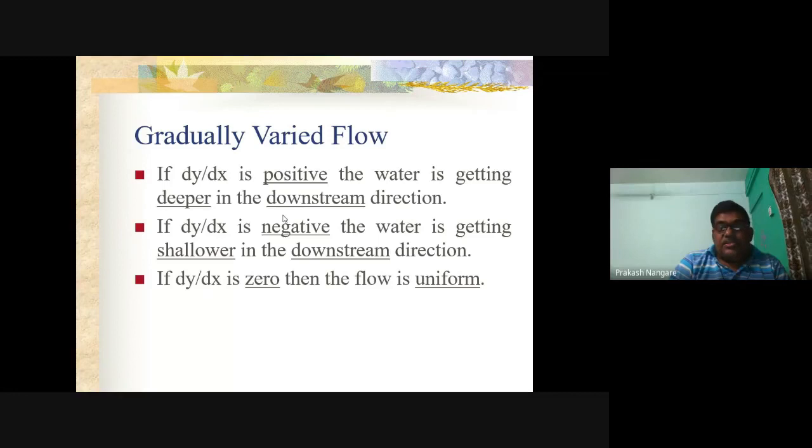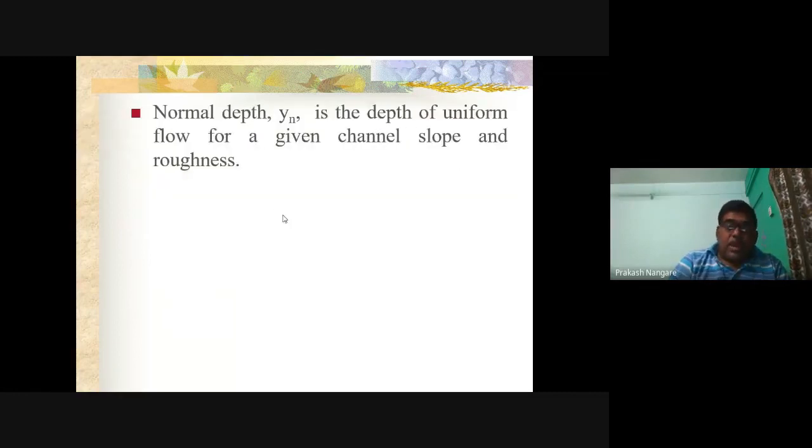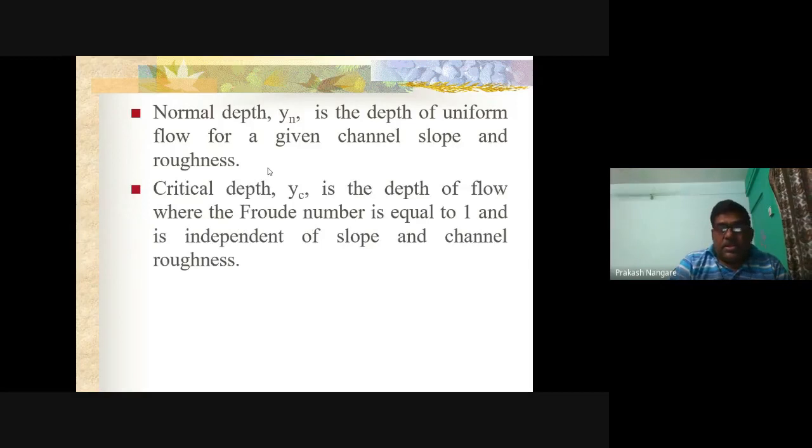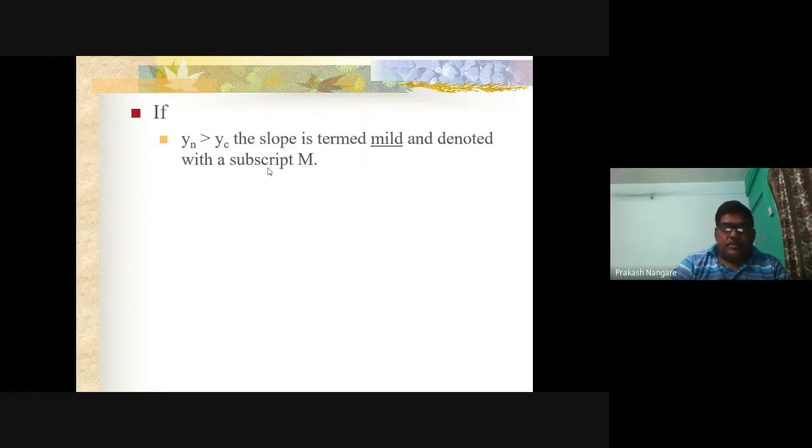If dy by dx is 0, then the flow is totally uniform flow. The normal depth, denoted by the symbol yn, is the depth of the uniform flow for a given channel slope and roughness parameter. Critical depth yc is the depth of the flow where the Froude number is equal to 1 and is independent of the slope and the channel roughness. Then certain classifications over this gradually varied flow.